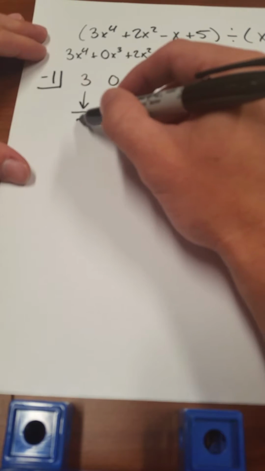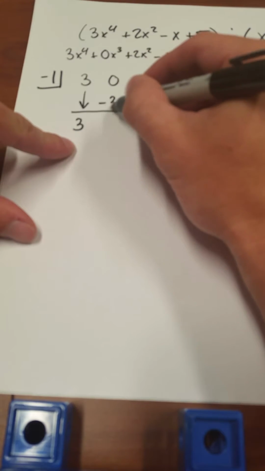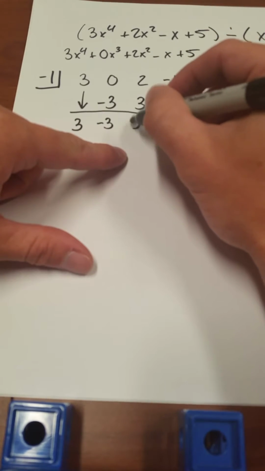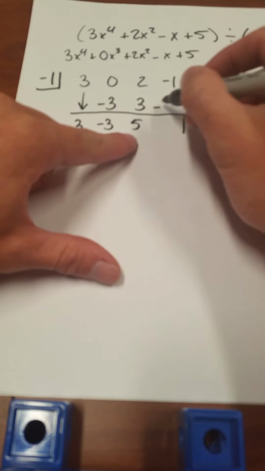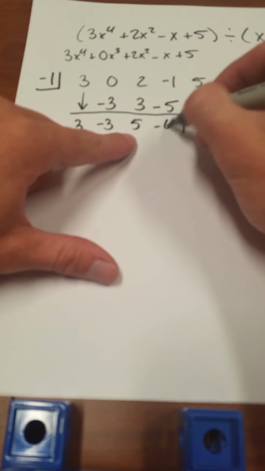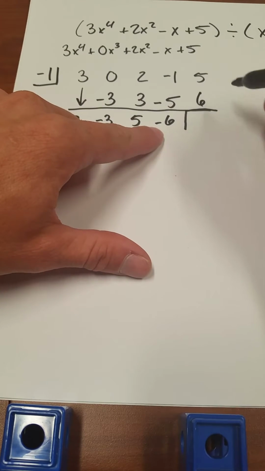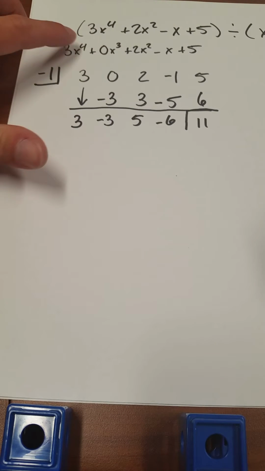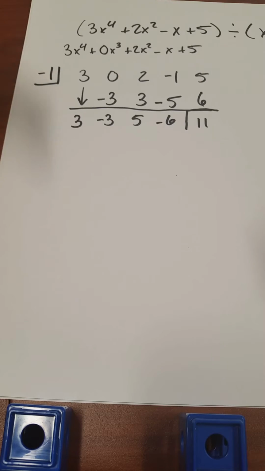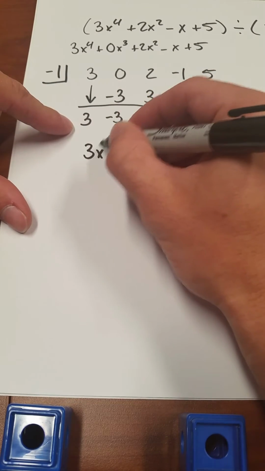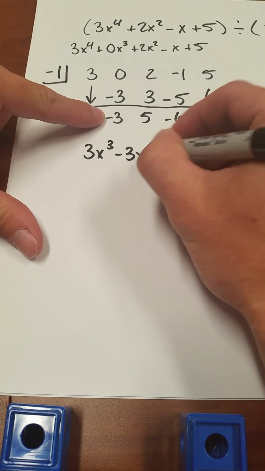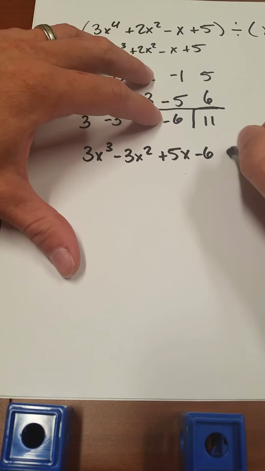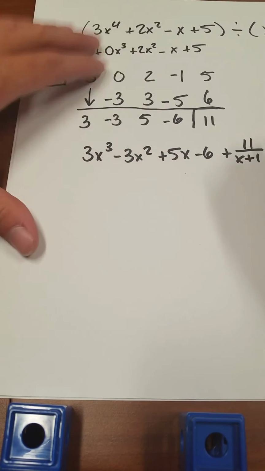Okay, first term drops. Multiply. Add. Multiply. 2 plus 3, 5. Multiply. -5. Add. -6. Multiply. +6. 5 plus 6, 11. Now, this was x to the 4th. Drop the degree by 1. That makes this x to the 3rd, that makes this an x squared, x, constant term. Remainder over x plus 1.